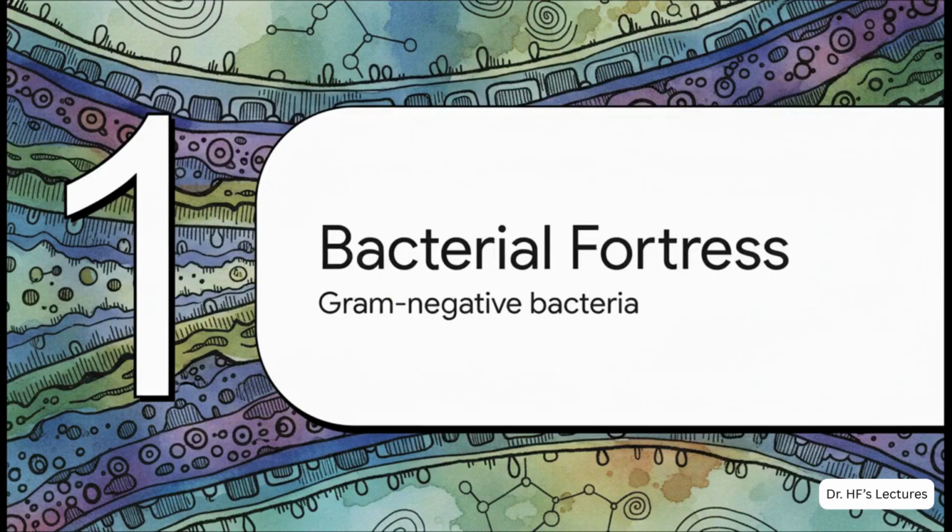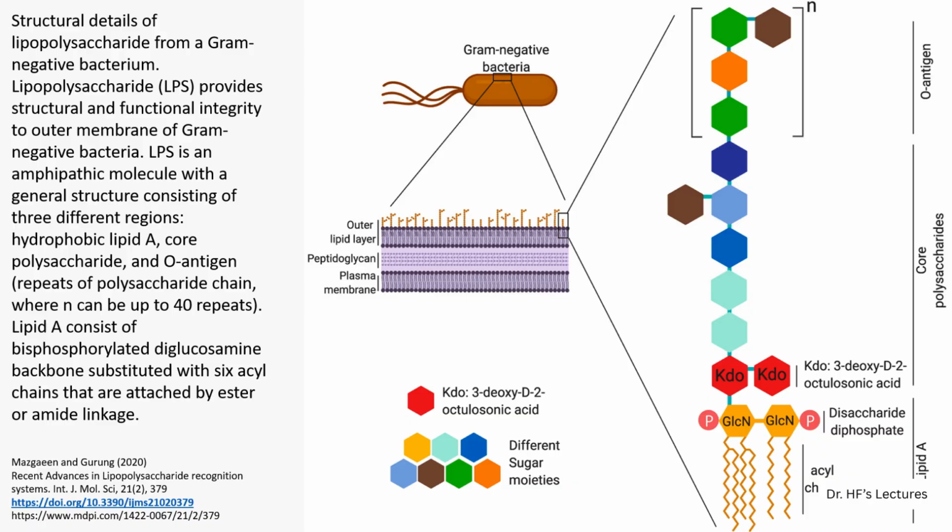All right, Section 1. Meet the bacterial fortress, an overview of gram-negative bacteria. As you can see, LPS is an amphipathic molecule that's completely embedded right there in the outer membrane of gram-negative bacteria. It's doing some heavy lifting, providing vital structural support to maintain the integrity of the cell wall. Basically, it ensures the bacterium actually survives under severe environmental stress.